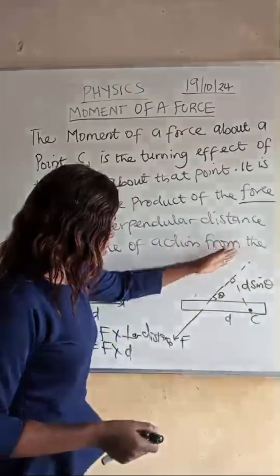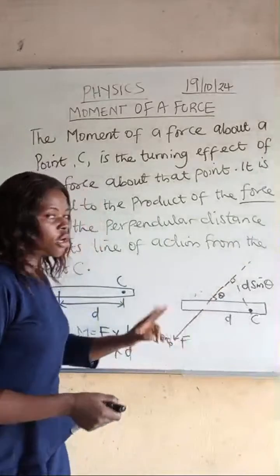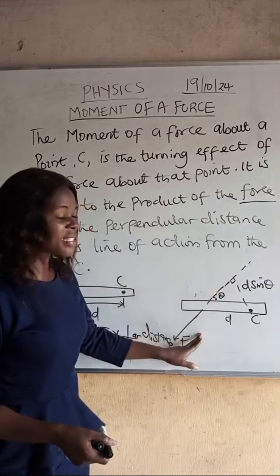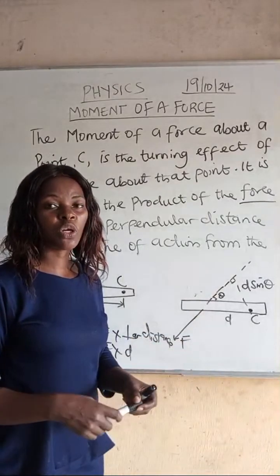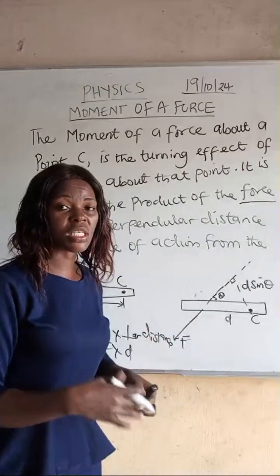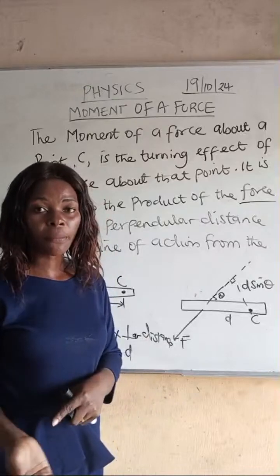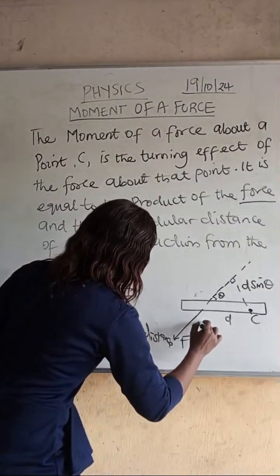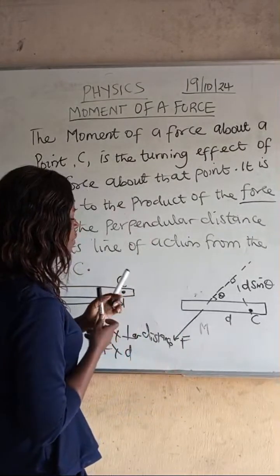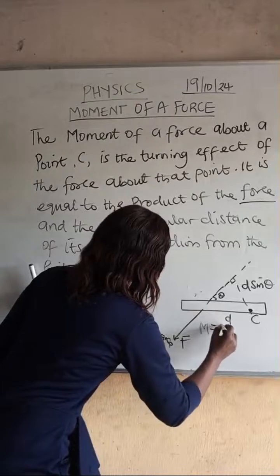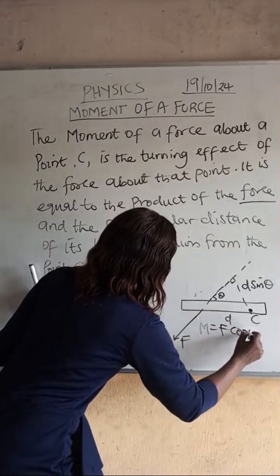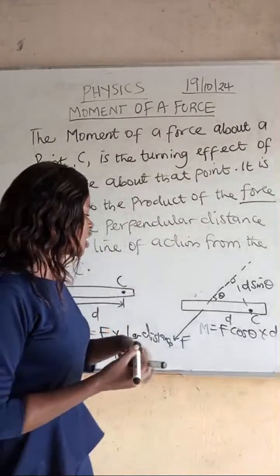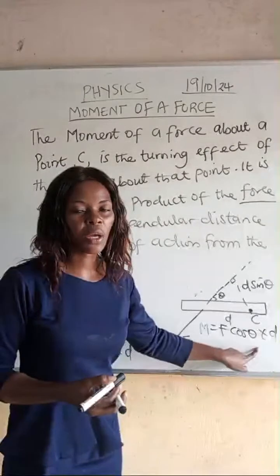Because this force is inclined, no longer perpendicular, we are resolving this force into horizontal and vertical components. So for us to resolve it, the moment here will now be F cos theta times distance.